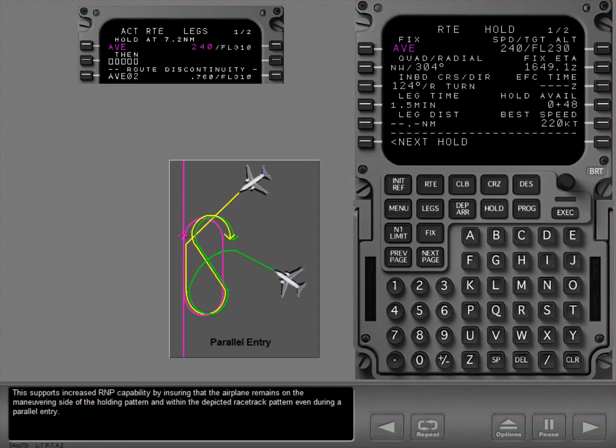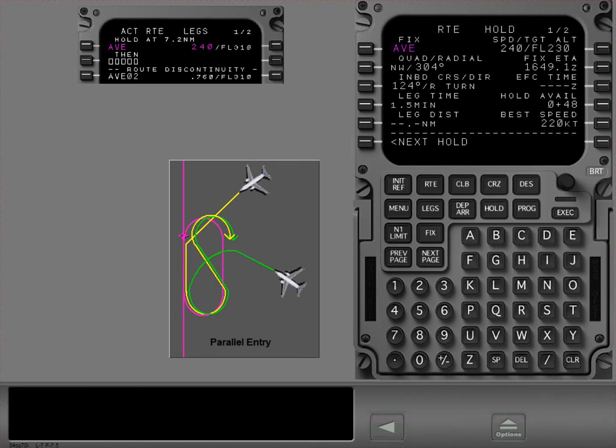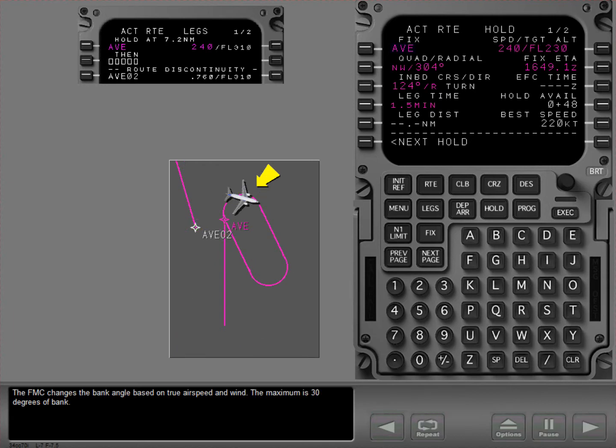This supports increased RNP capability by ensuring that the airplane remains on the maneuvering side of the holding pattern and within the depicted racetrack pattern even during a parallel entry. The FMC changes the bank angle based on true airspeed and wind. The maximum is 30 degrees of bank.